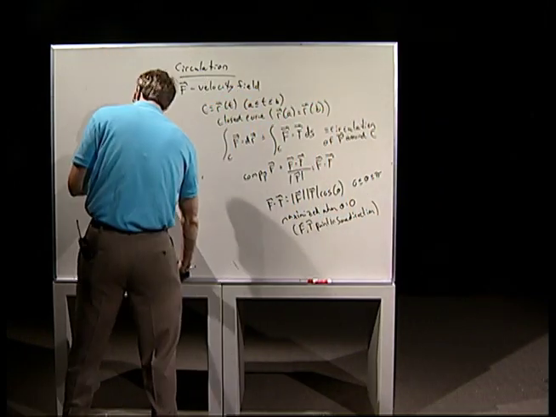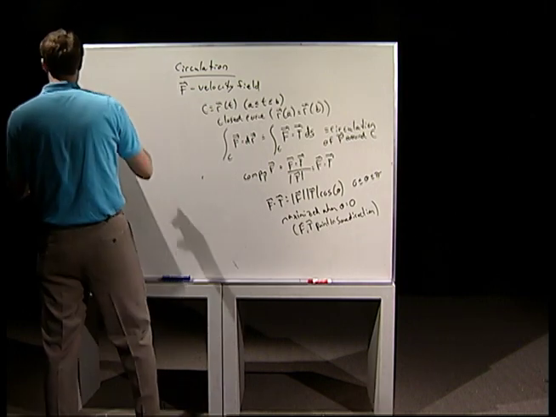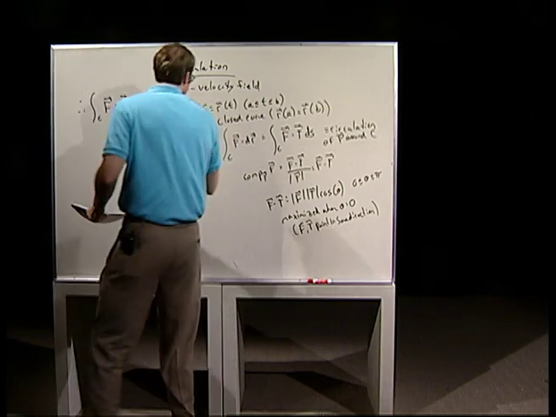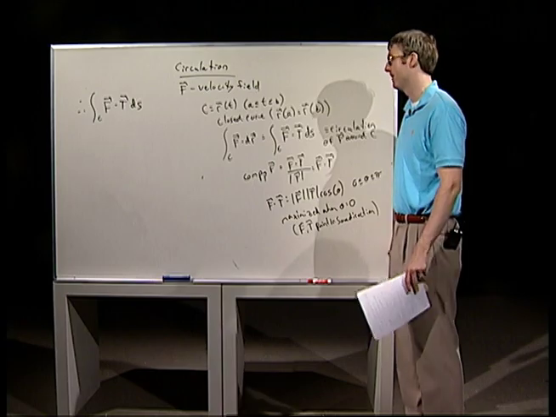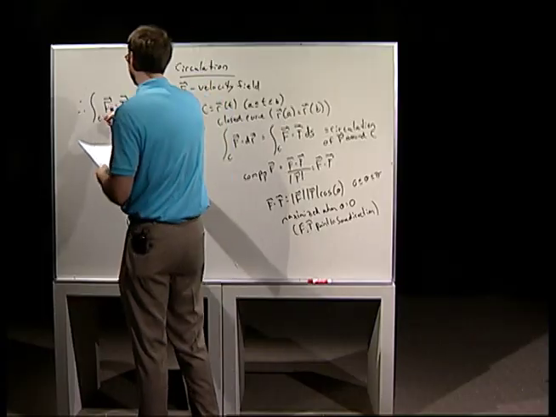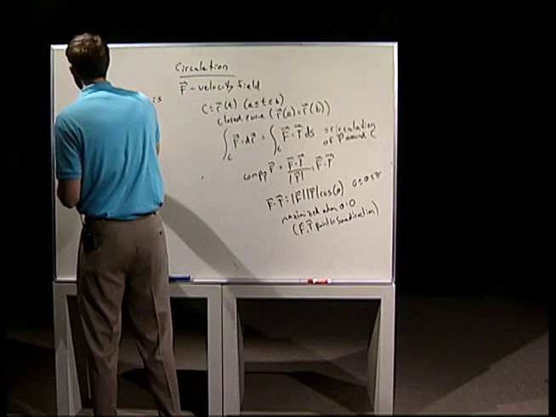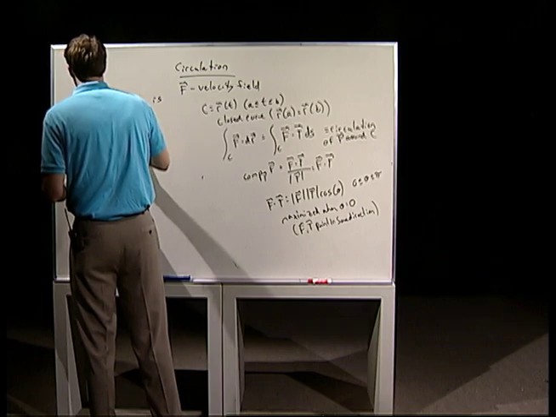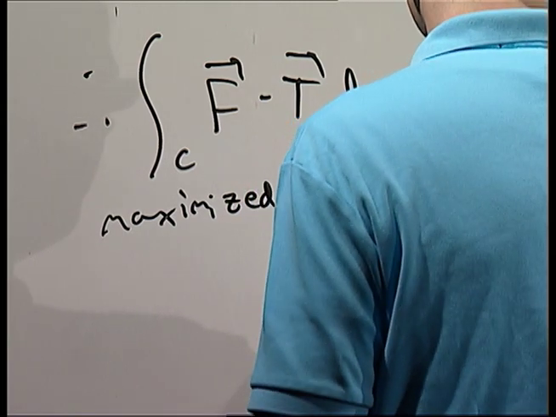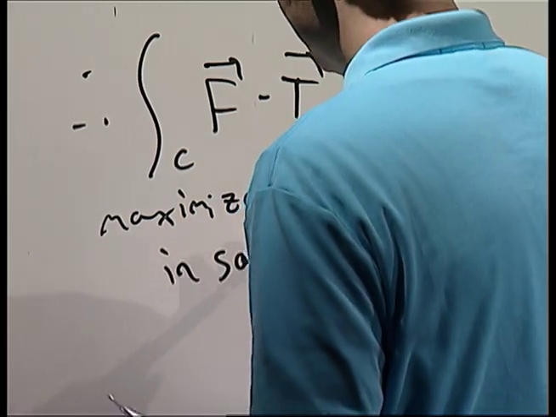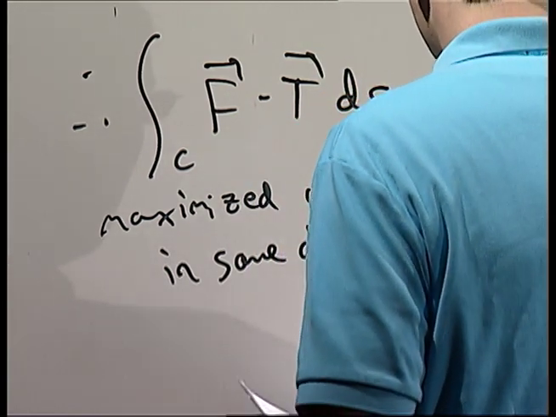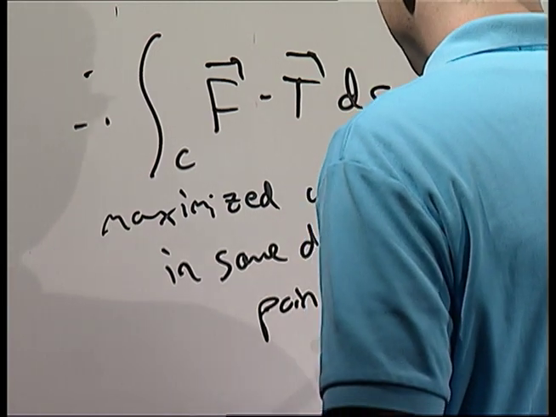So I don't want to erase this yet. As a consequence, this line integral, which has a number of different definitions, this is one of them. This was the geometry we talked about just a minute ago. This integral of this thing is maximized, for a given curve at least, when f and t point in the same direction at every point on C.